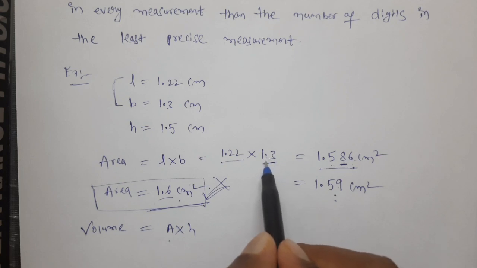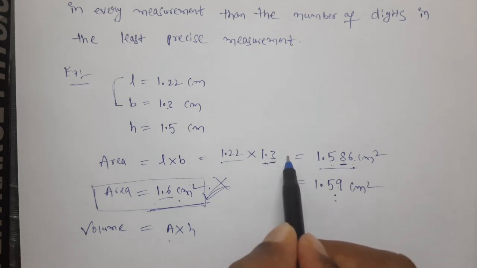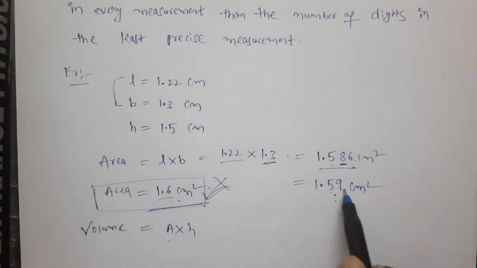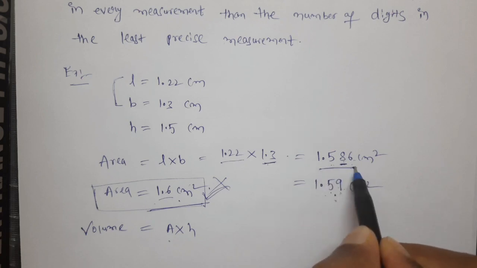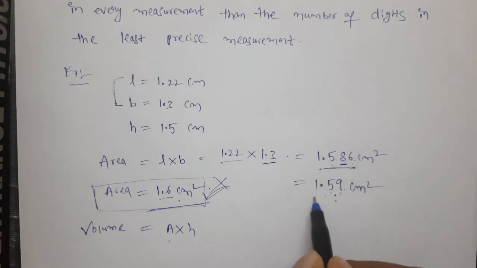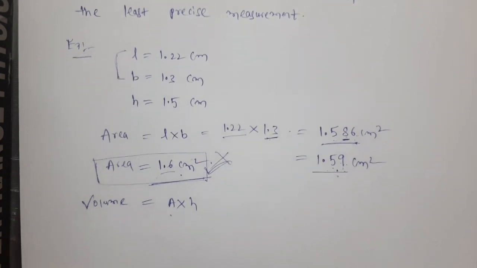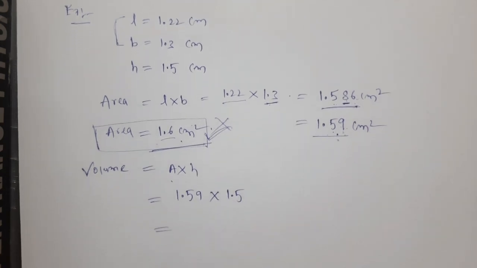That means we have to take at least 0.01. At least after the point we have to take the second digit. Of course, if you use this one, it's okay. But if you want to round off, at least we have to round off to here and then use it in the further calculation. So area into height, how do we get? 1.59 into 1.5. Now 1.59 into 1.5, what do we get?